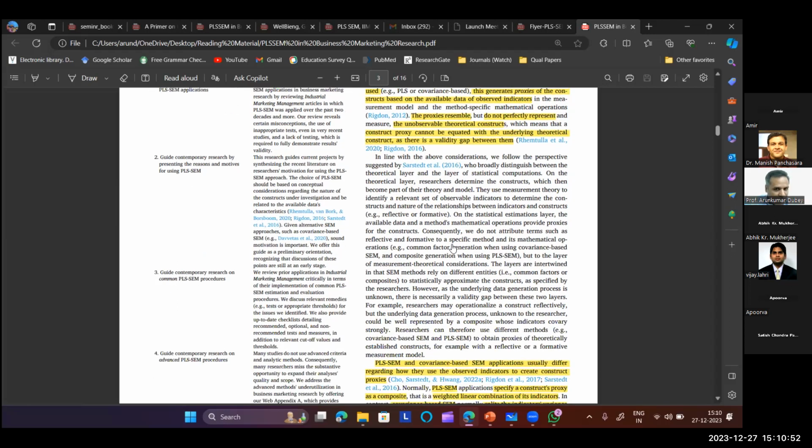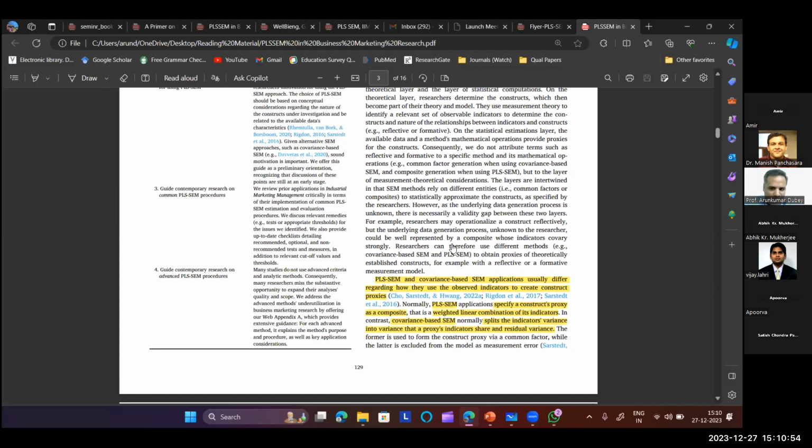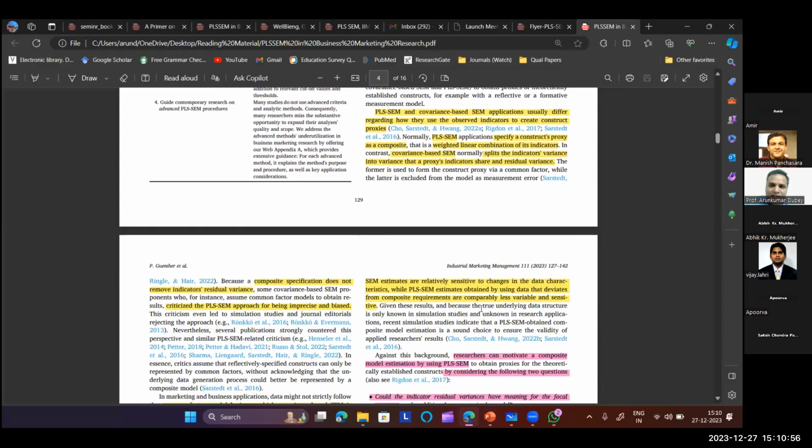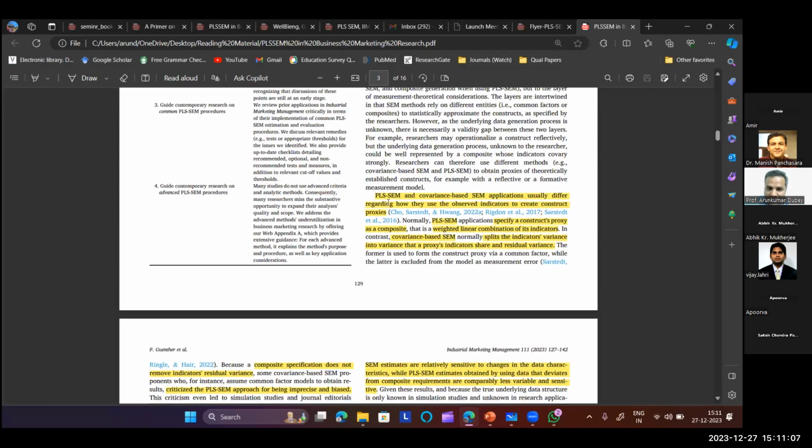We'll discuss all these things. I have marked it here and there. You just read what arguments need to be used when you are using PLS-SEM instead of CBSEM. Again, if you focus here, I have marked in yellow: PLS-SEM and CBSEM applications usually differ regarding how they use the observed indicators to create construct proxies. Yes, you are creating a proxy of a construct, but the approach is different.